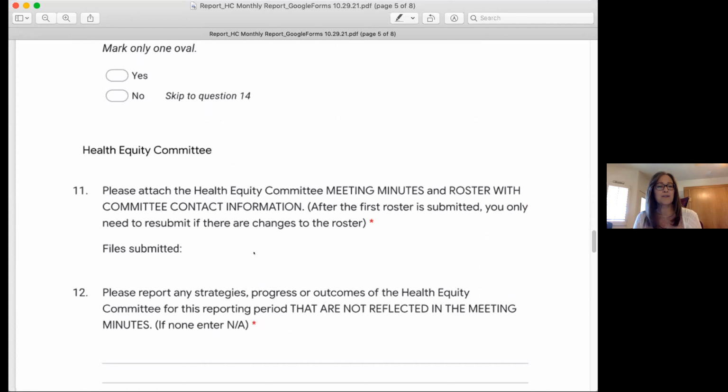And as for the roster, that's just a list of people that are in the committee, and you can leave it as is unless you have an additional committee member in the month that you're reporting, then please resubmit that with the changes.